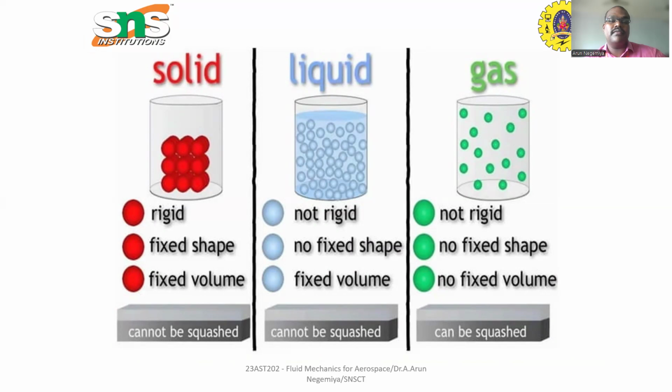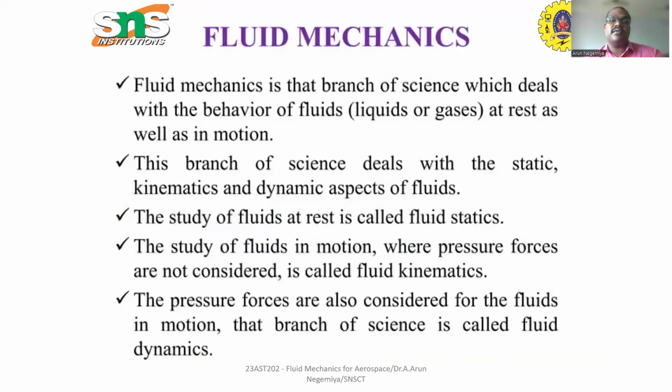Solid is rigid, with a fixed shape and fixed volume. Liquid is not rigid. It has no fixed shape, but it has a fixed volume. For example, if you fill water in a bucket, it will have a volume. By comparison, we are not able to fill gas in a particular area because it doesn't have a shape, rigidity, or fixed volume.